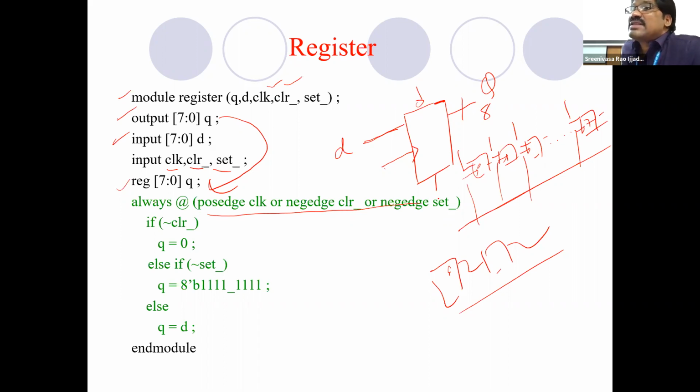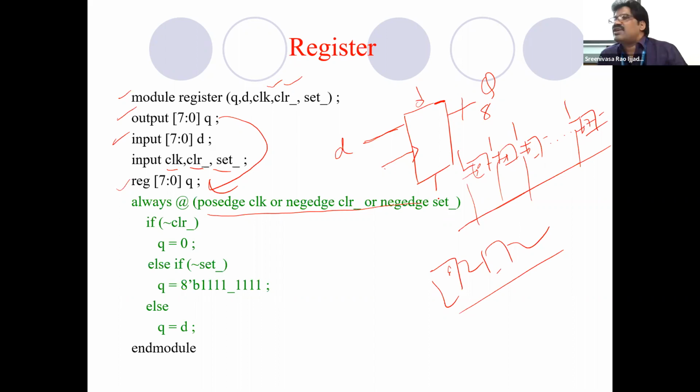always block's sensitivity list. In the sensitivity list, positive edge of the clock is there, negative edge of the clear is there, negative edge of the set is there. The underscore means bar generally here. Or if you are confused, you can write CLRB, SETB, clear bar and set bar. So we have three sensitivity signals: clock, clear bar and set bar. If any of these three signals changes, you should enter into this loop.